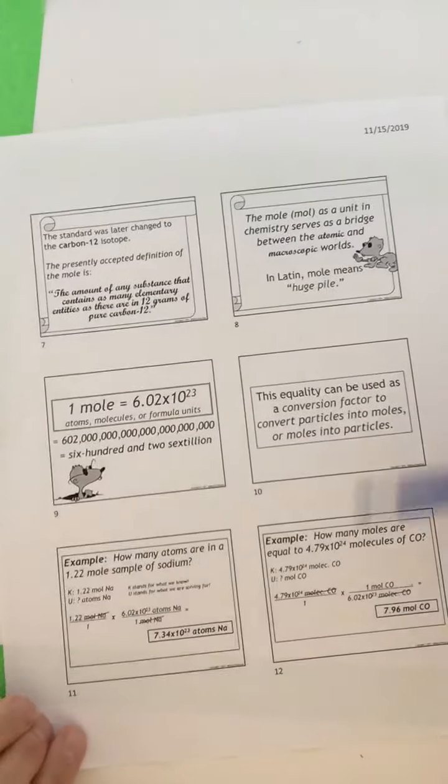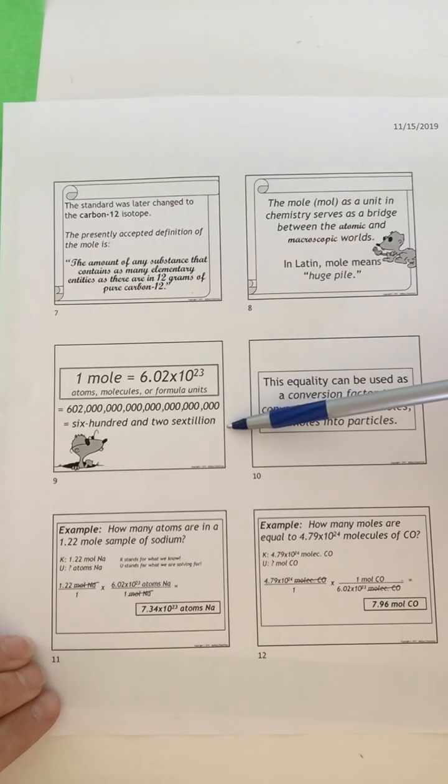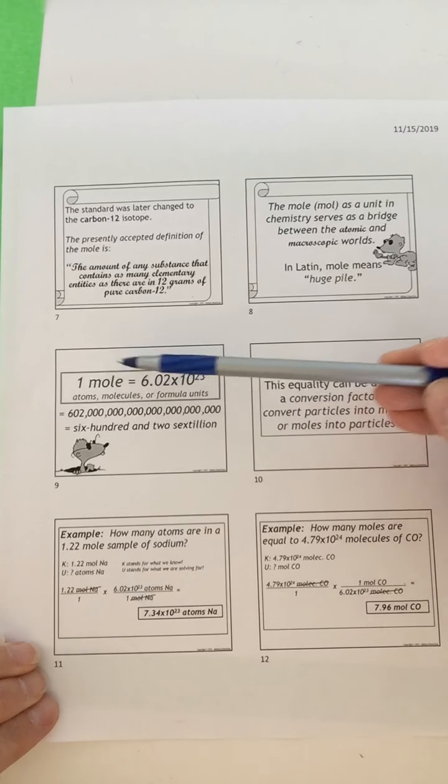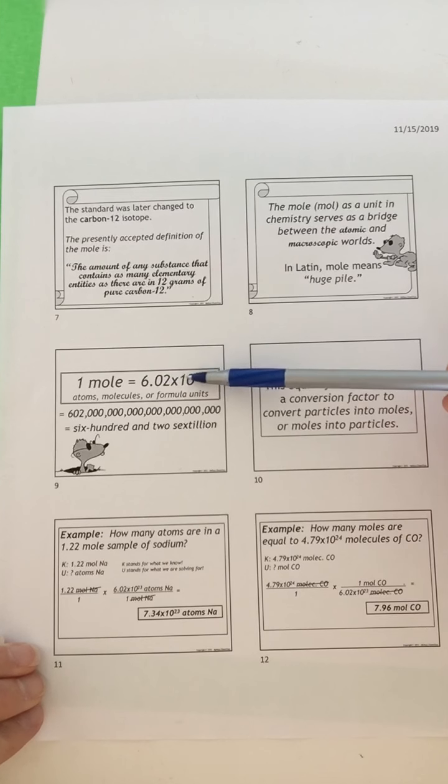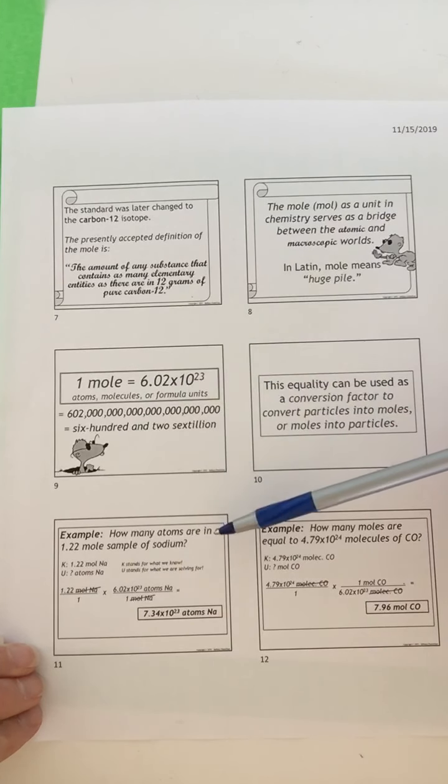We're going to look at what they did here back to our PowerPoint. So 1 mole is equal to 6.02 times 10 to the 23 atoms, molecules, formula units.